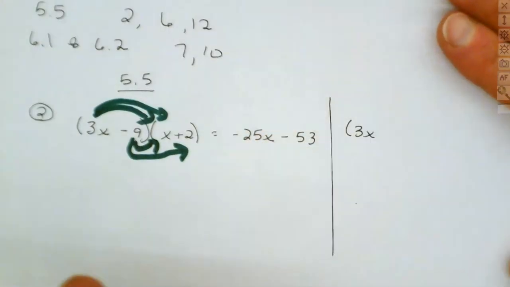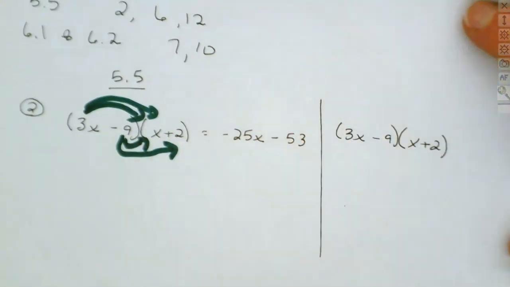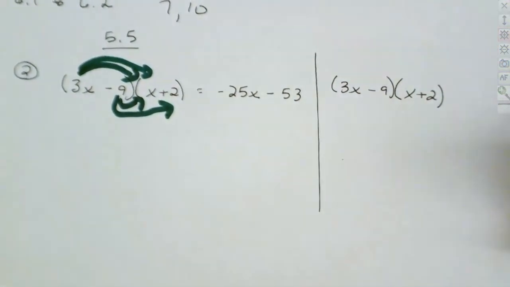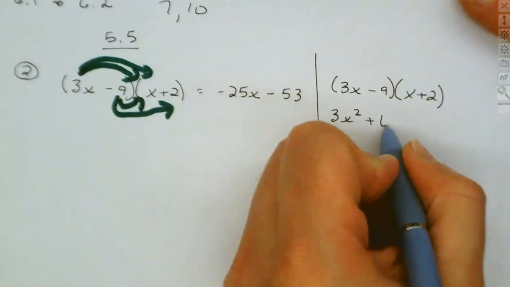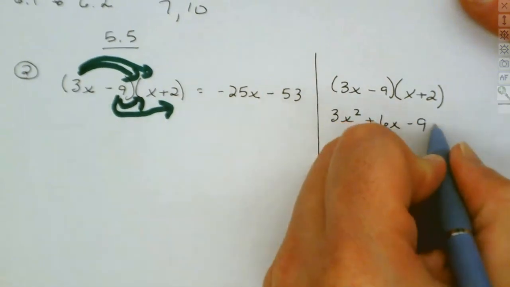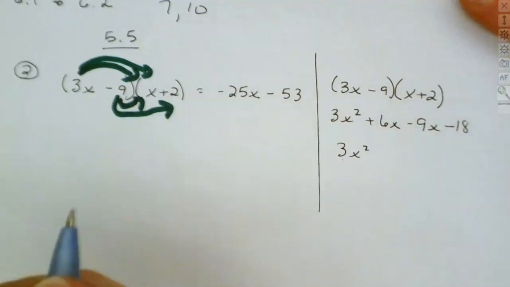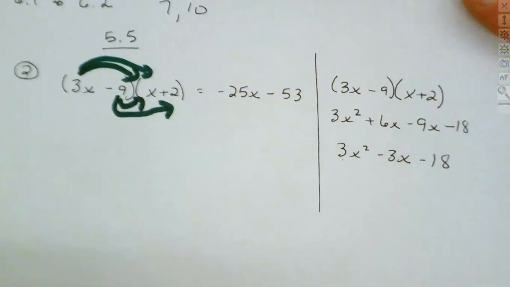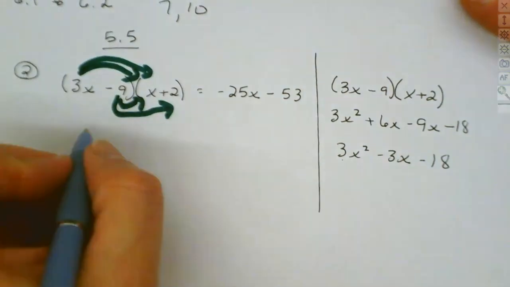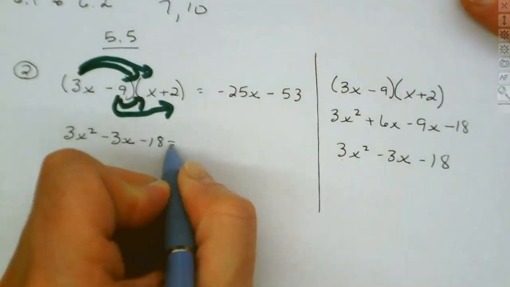So we have 3x minus 9 times x plus 2. And again, we're going to be FOILing here. So let's go ahead and FOIL. First times first, that'll be a 3x squared. Then we have a 6x. Then we have a minus 9x and a minus 18. Combining like terms, we get 3x squared minus 3x minus 18. Okay, so that's going to be over here as 3x squared minus 3x minus 18.